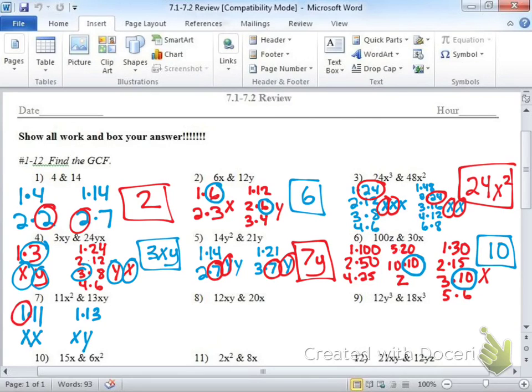So you can see that the biggest number that they have in common is 1. And then the variables that they have in common is just a single X. So this is 1X. Or just X. I'm just going to write it as X.